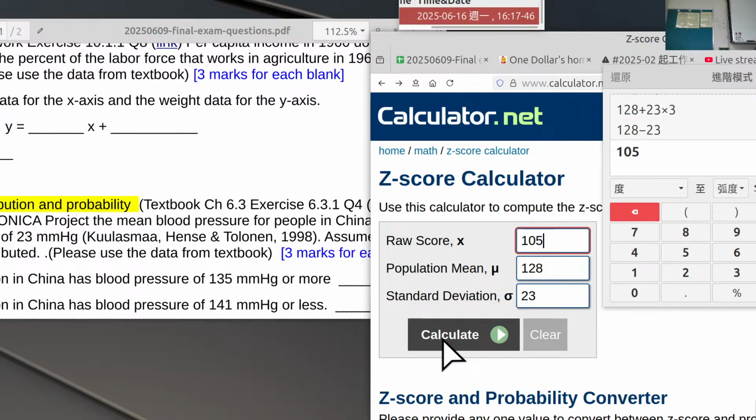Did you observe that if I type the mean minus 1 standard deviation, the z-score will be -1. If you type the mean plus 2 times the standard deviation, you get a z-score of 2. 3 times the standard deviation, you get a z-score of 3. Do you realize the truth?